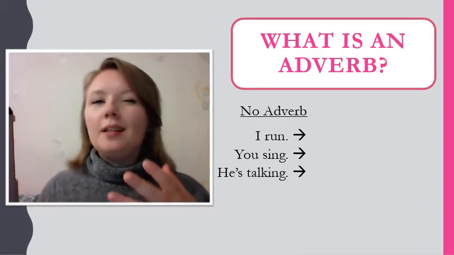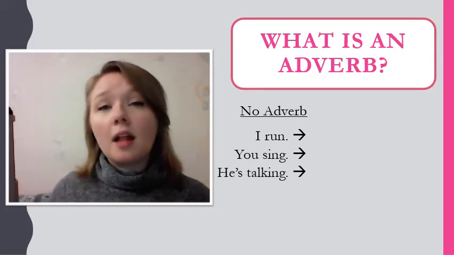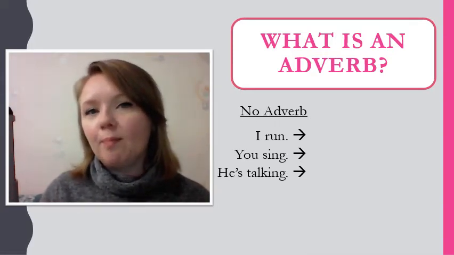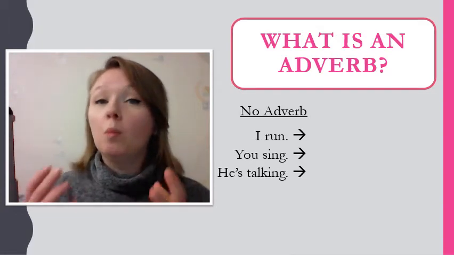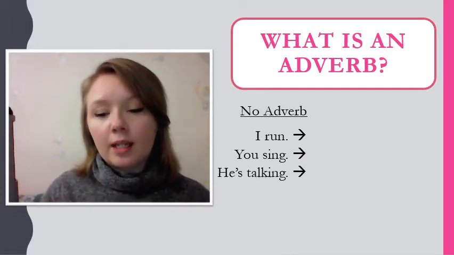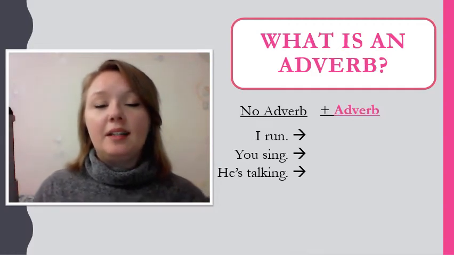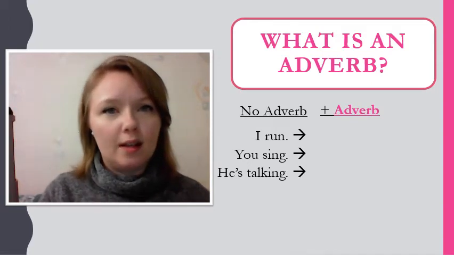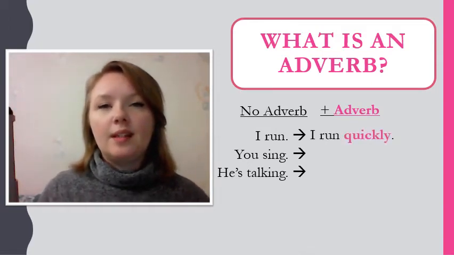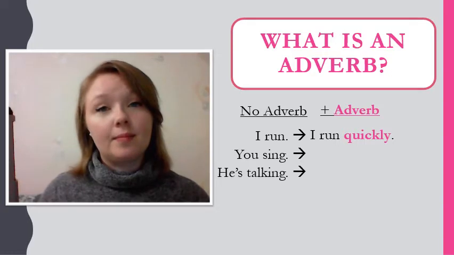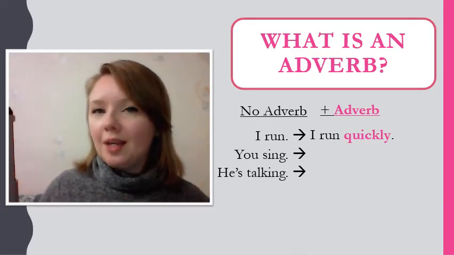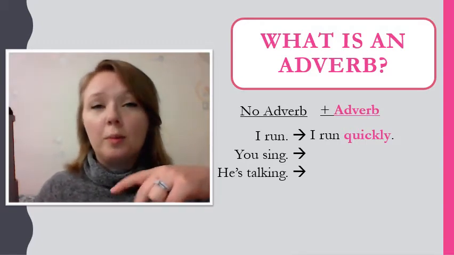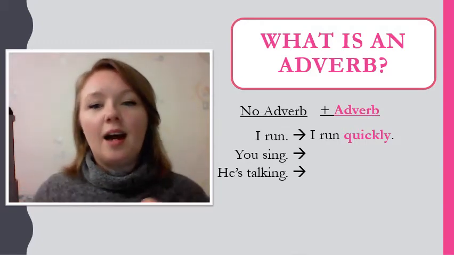Okay, so these are good sentences and they do tell us what is happening, but we could add more detail and make them even better and more descriptive. So let's look at these same sentences with an adverb and see just how different they become. I run quickly. So here this changes the meaning of our verb run from something we think of at a normal pace to very fast. I run quickly.